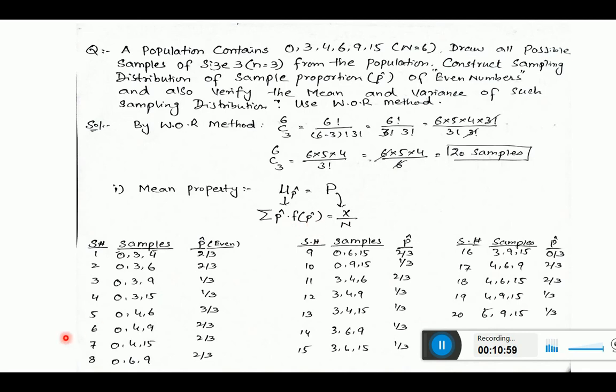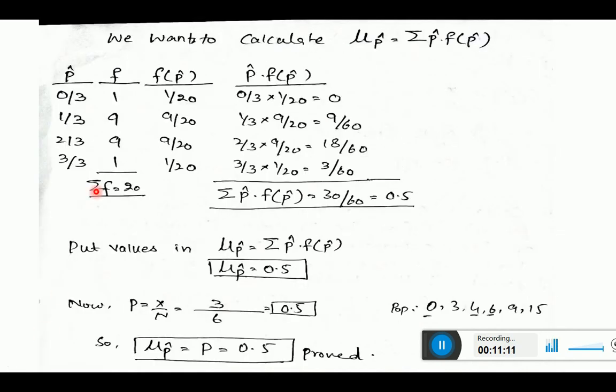Look here, what you have to do. First write down the column of p cap. Look here, again I have written the p cap column: 0 by 3, 1 by 3, 2 by 3, 3 by 3. Write the values starting from the least value and move to the greatest value.